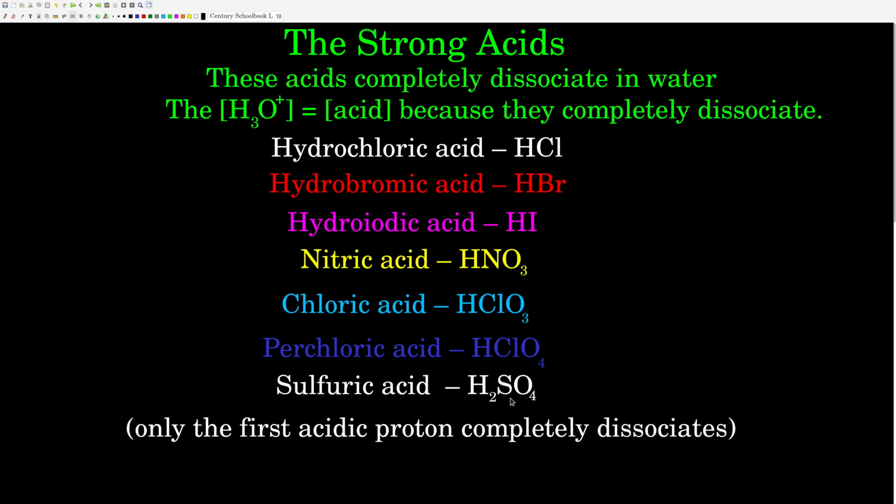Now with sulfuric acid, this is the only diprotic, polyprotic acid on this list, and only the first proton is a strong proton. It comes off completely. Both of these protons, the two H's here, are acidic protons, but once the first one comes off, the second one that's left behind acts as a weak acid, which we'll talk about in a few minutes.